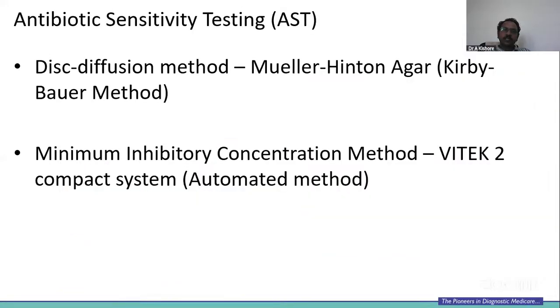Antibiotic susceptibility testing, as I said, can be done conventionally by a disk diffusion method on Mueller-Hinton agar, the Kirby-Bauer method, and also a minimum inhibitory concentration method, MIC, which you do by the Vitek 2 Compact automated system.